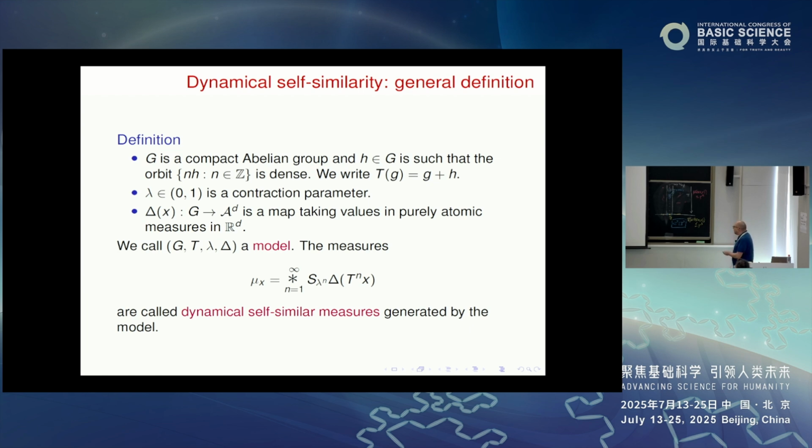Okay, and with this data, which I refer to as a model, we can do exactly the same thing as before. We construct these dynamically defined or dynamical self-similar measures generated by the model. By the way, here I haven't told you what this is. But, okay, I did tell you. So this is purely atomic measures on R^d. So this we can do in R^d. It doesn't have to be R. The examples we've seen so far are in R, but this construction makes sense in exactly the same way in any dimension.